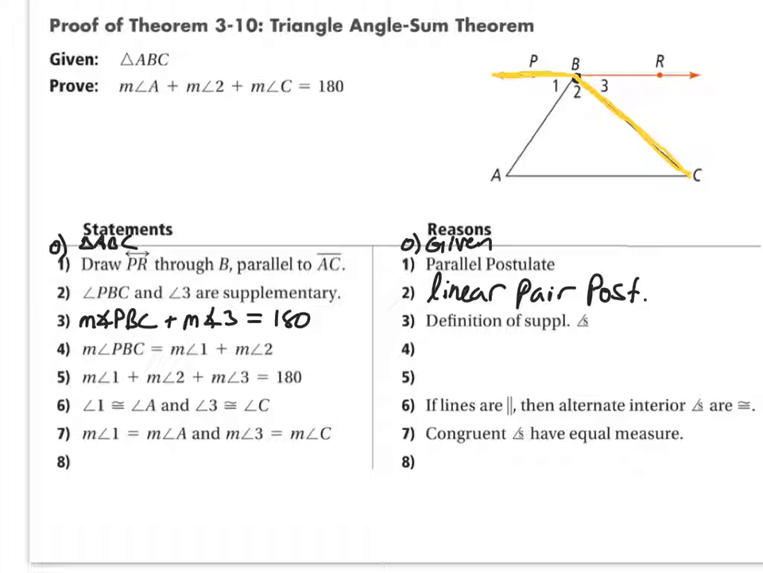All right, well now, the next step, they say the measure of angle PBC equals the measure of angle 1 plus the measure of angle 2. Where the heck did that come from? It's the angle addition postulate.